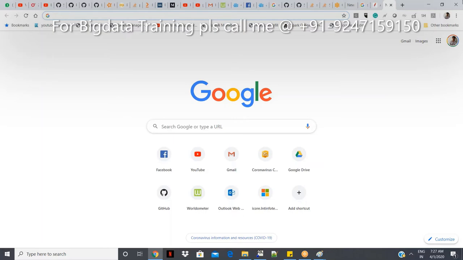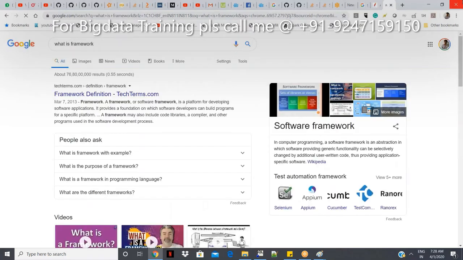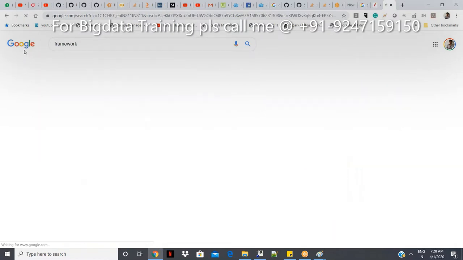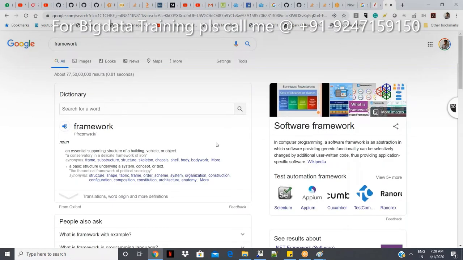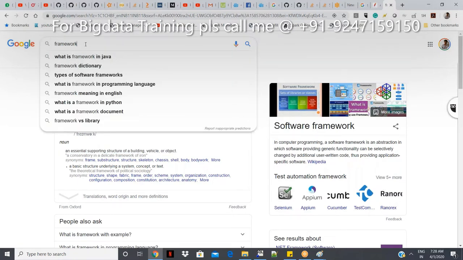Okay. What is a framework? In simple words, please note there are many definitions, but I am explaining in a simple, easy, recommendable, layman-understandable way. A framework is an essential supporting structure of a building or vehicle or object or anything. For example, a human framework.